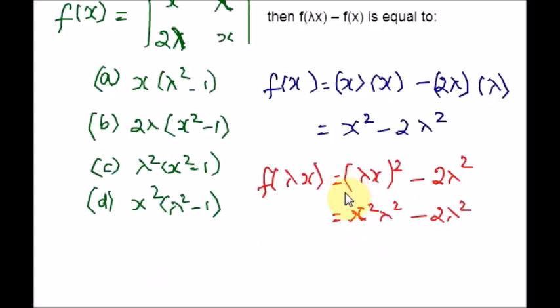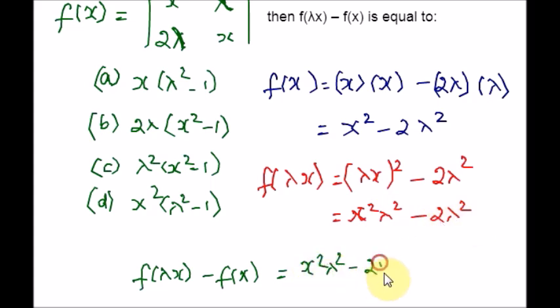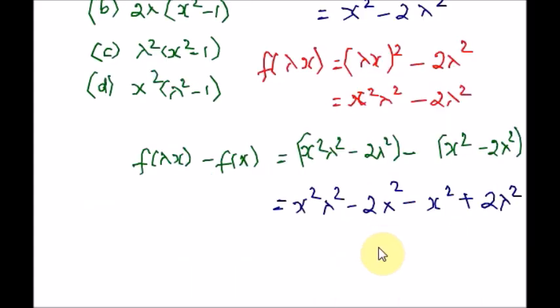This question is asking us to find f of lambda x minus f of x. So we can plug in these expressions. F of lambda x is x square lambda square minus 2 lambda square. Same way, make sure that you place the negative sign in between, so I'll get x square minus 2 lambda square. Now distribute the negative sign to each term in the second parenthesis and combine like terms. By combining the like terms, these two terms get cancelled out.